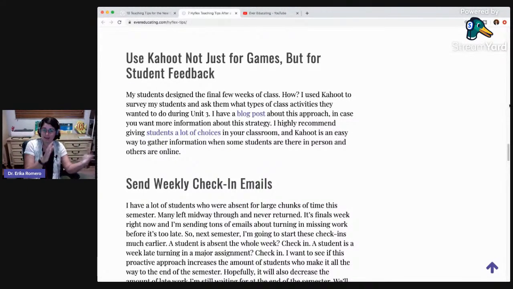So you can use it as a quiz, right? You can use it as a foundation for a discussion. So you might have a prompt and say, what do you want to discuss first? A, B, C, or D? And then you start with the one that has the most votes, right? So there's those options. But it can also be good for student feedback, right?